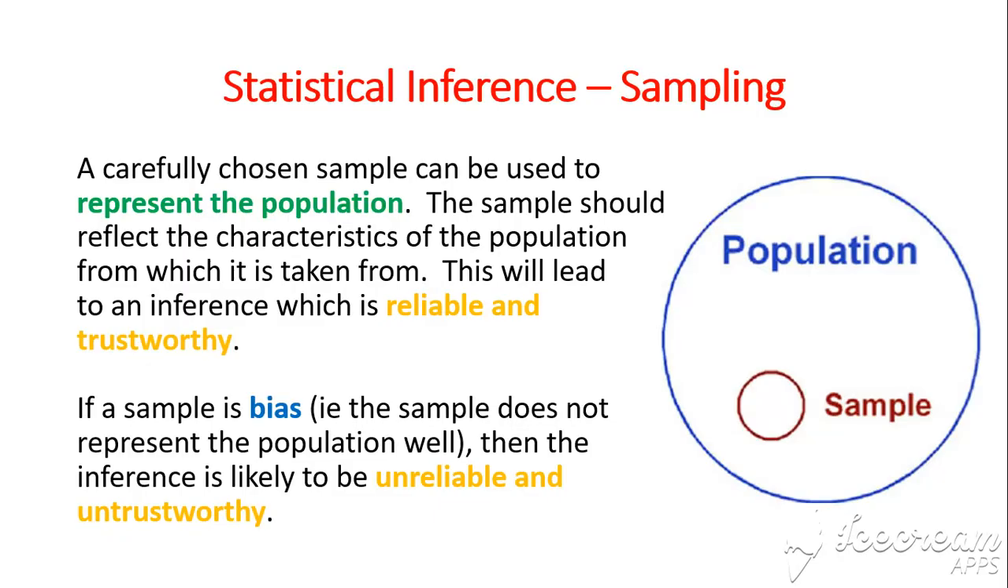Now remember, if we choose a good sample, it'll represent our population well. That'll lead to an inference being reliable and trustworthy. But if our sample doesn't represent the population well, then our inference is likely to be unreliable and untrustworthy.